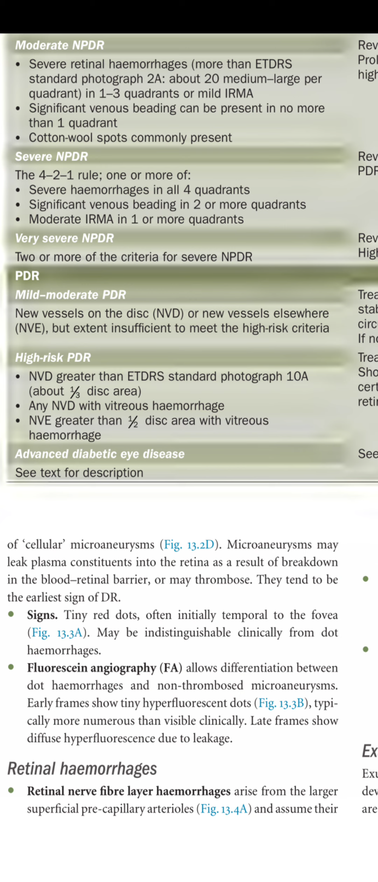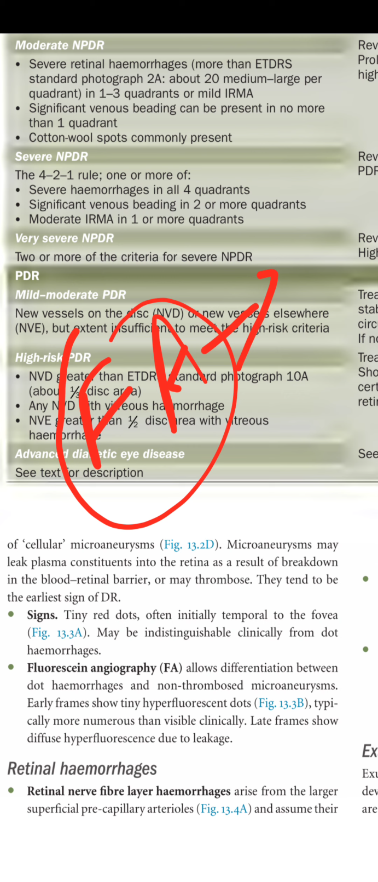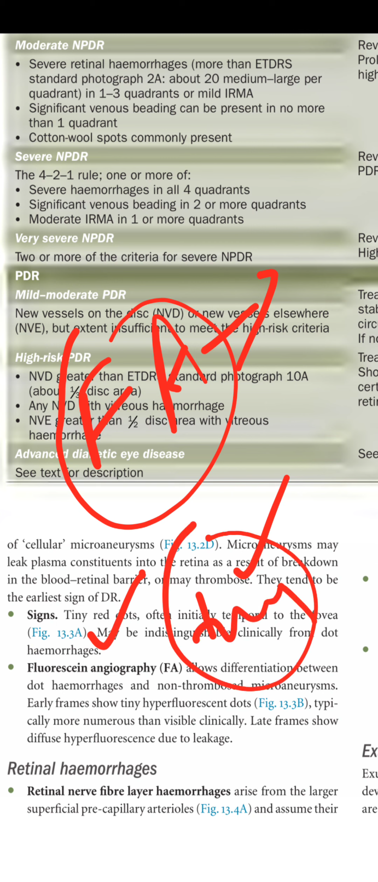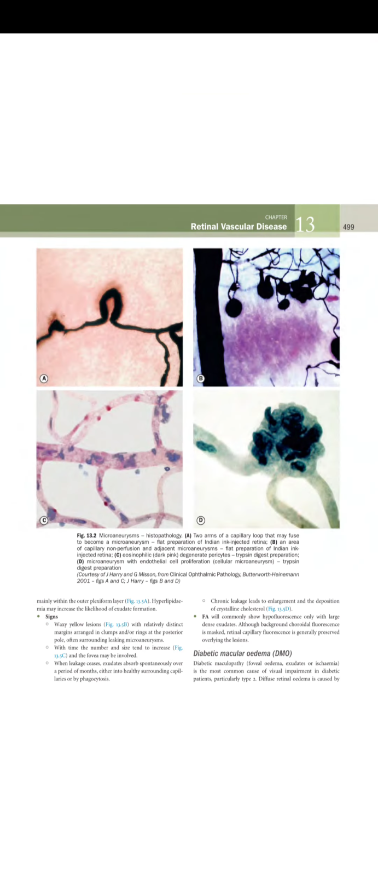Fluorescein angiography, FA, also allows differentiation between the dot hemorrhages and the non-thrombosed microaneurysms. Early frames show tiny hyperfluorescent dots, typically more numerous than visible clinically. Late frames show diffuse hyperfluorescence due to leakage. So when we do fluorescein angiography, it will differentiate the dot hemorrhages from the non-thrombosed microaneurysms, showing tiny hyperfluorescent dots, more numerous than visible clinically, and late frames will show diffuse hyperfluorescence due to leakage.